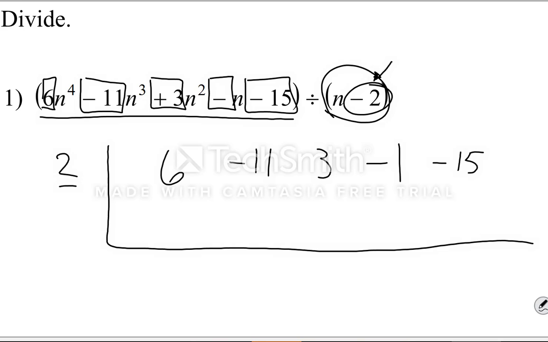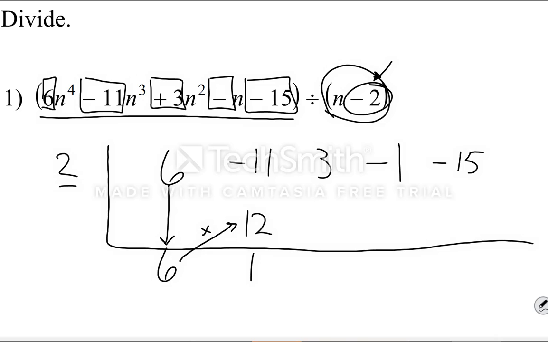Now this is a process, and we need to follow the process every single time. I am going to bring down the first term always, whatever that term is. Then you are going to multiply by 2. So 2 times 6 is 12. So we drop, we multiply, and then we add. Negative 11 plus 12 is 1.